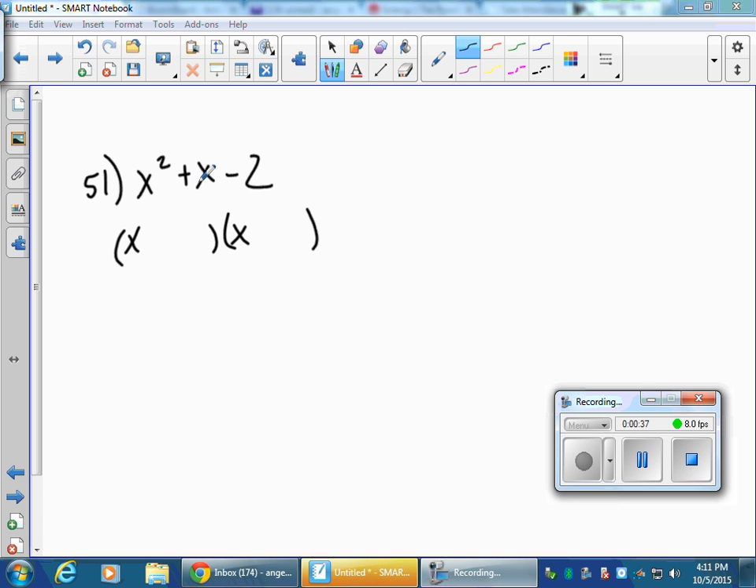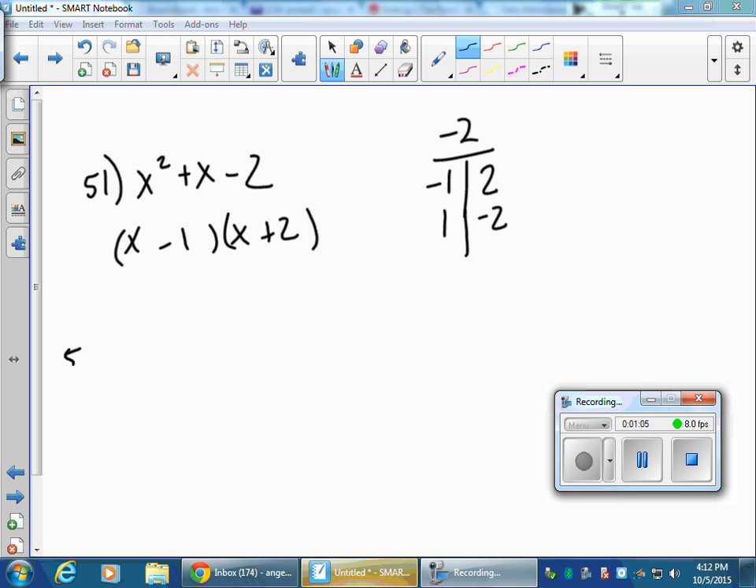So if you think about your factors of negative 2, the only way I can multiply to get negative 2 is if I do negative 1 and positive 2, or positive 1 and negative 2. So which of these combinations would add up to a positive 1? And it's this first one. A negative 1 times a positive 2 gives me negative 2 and adds to give me a positive 1. So one of these needs to be minus 1 and one needs to be plus 2, and it really doesn't matter which one comes first.